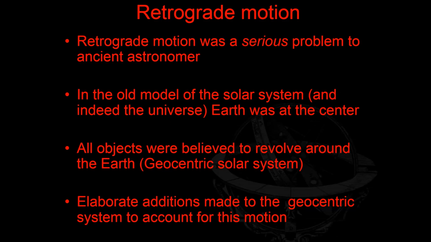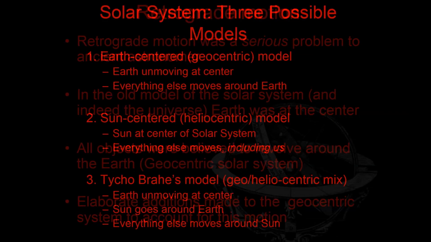In the old model of the solar system, and of course the whole universe, the Earth was at the center, and this was people's starting point for their models. So it was believed that all objects revolved around the Earth. Any system we're talking about where everything goes around the Earth is referred to as the geocentric system, a geocentric solar system. Earth is at the center. So, in order to account for these weird motions of the planets, they had to make elaborate changes to their models.